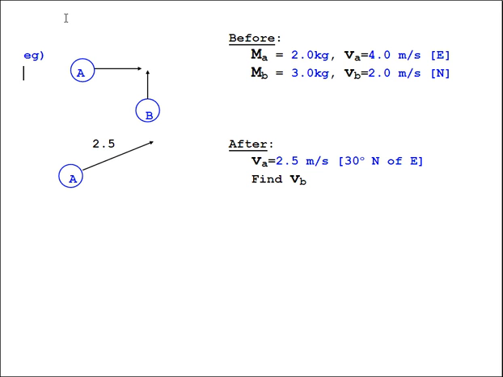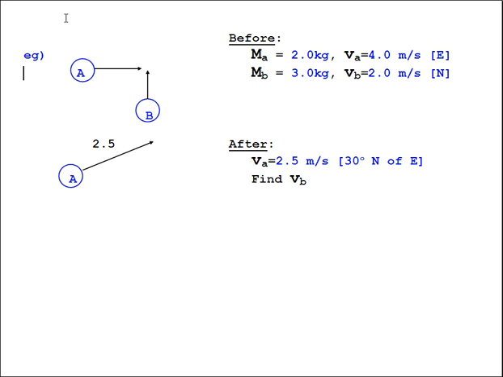So the little bit of information I want to tell you is that ball A was seen leaving at 2.5 meters per second for a speed and an angle of 30 degrees up, 30 degrees north of east. So I've given you 2 bits of information afterwards, and very importantly here, I've hidden 2 things from you.